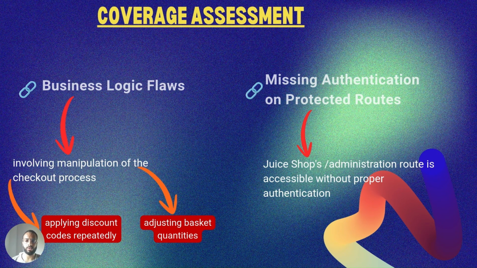Then finally, concerning the coverage assessment, the tool missed two important vulnerabilities in the code, which were business logic flaws involving manipulation of the checkout process, such as applying discount codes repeatedly and adjusting basket quantities, and missing authentication on protected routes, which means the Juice Shop's administration route is accessible without proper authentication.